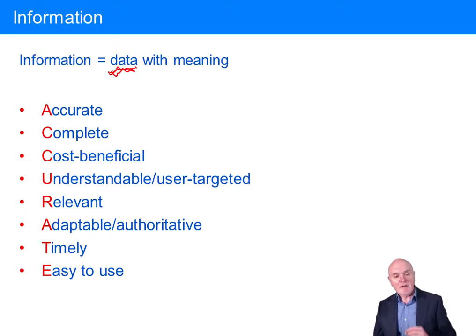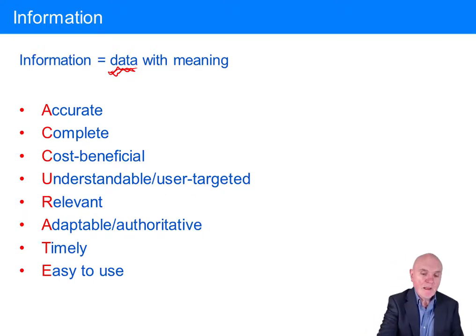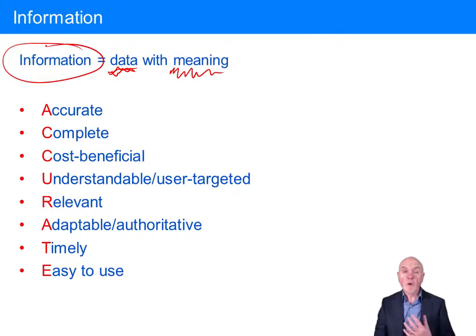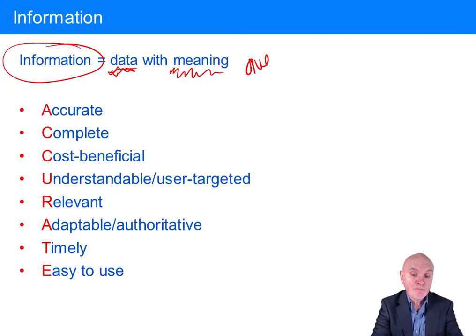So to make something really useful, you have to add some sort of meaning to it, and then it becomes information. It's informative. So information is data with meaning. And the sorts of ways in which you can give a meaning to it would be maybe something like averages. Another way in which you might be able to give meaning to it is where you have exceptions.